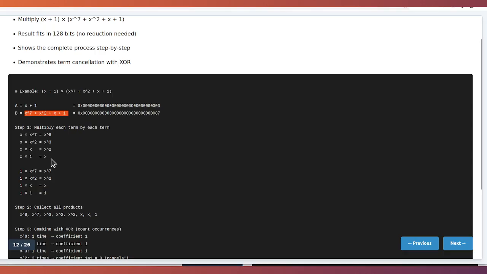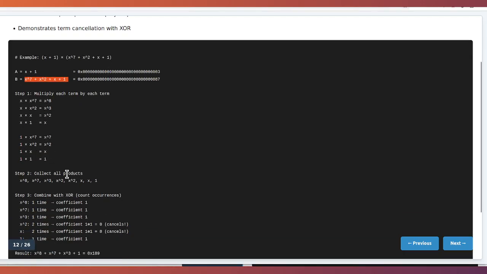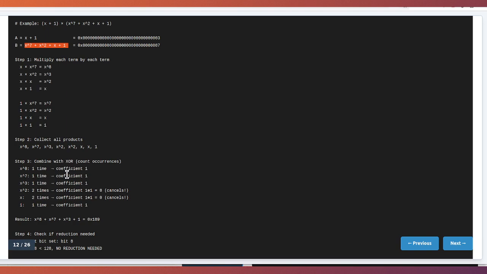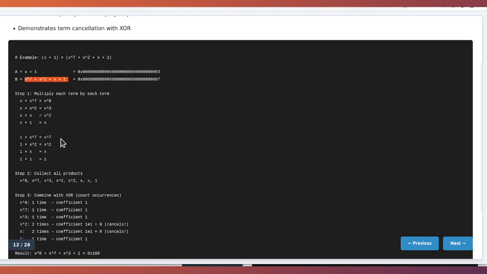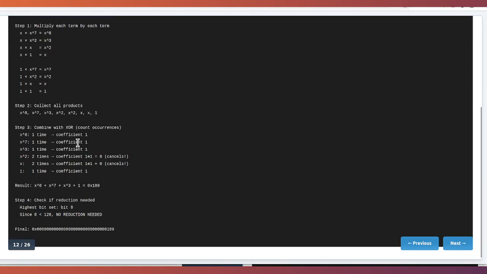Using the distributive property, x times x to the 7th plus x squared plus x plus 1 equals x to the 8th plus x cubed plus x squared plus x, and 1 times x to the 7th plus x squared plus x plus 1 equals x to the 7th plus x squared plus x plus 1. Now we add these with XOR. We have x to the 8th appears once, x to the 7th appears once, x cubed appears once, x squared appears twice, so it cancels. X appears twice, so it cancels. 1 appears once. The result is x to the 8th plus x to the 7th plus x cubed plus 1.